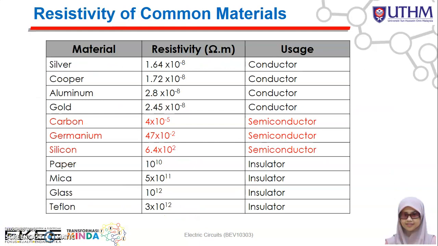All right. So now in this slide, the table represents the value of the resistivity for some of the common materials, and the table also shows which materials are used for conductor, semiconductor, and insulator. Basically from here you can see that silver, copper, aluminum and gold are used as conductors, and carbon, germanium and silicon we consider used for the semiconductor. You can see that the value of the resistivity lies between the conductor and the insulator. And for paper, mica, glass and Teflon, these four materials we consider used as an insulator.